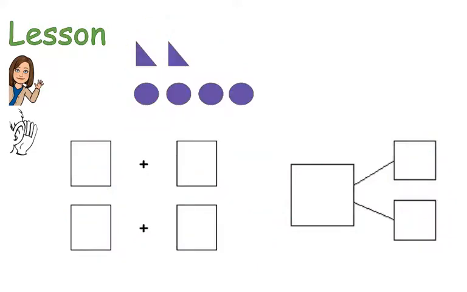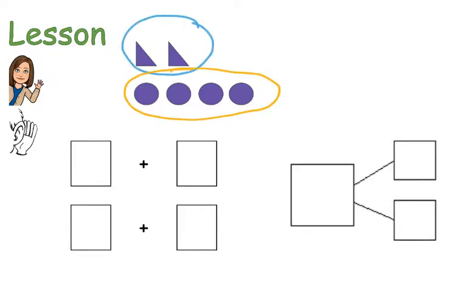So again, we have some triangles and some circles. So first I'm going to circle my parts on my picture. We have 1 part and 2 parts. Alright, I'm going to make my blue and my yellow for my 2 parts. Now I'm going to count. 1, 2. So we have 2 triangles. Let's see how many circles. 1, 2, 3, 4. 4.